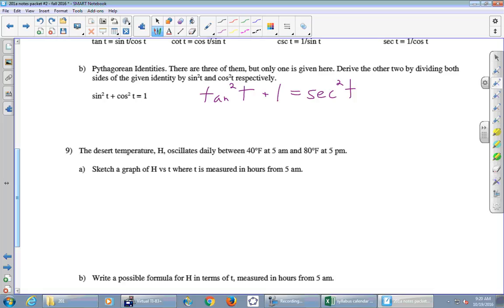Okay, and then just as well, you could create another identity by dividing everybody by sine squared. Sine squared over sine squared is 1, plus cosine squared over sine squared, cotangent squared, equals 1 over sine squared, cosecant squared. So those are the three. I only know one, but I know how to build the other two quickly.